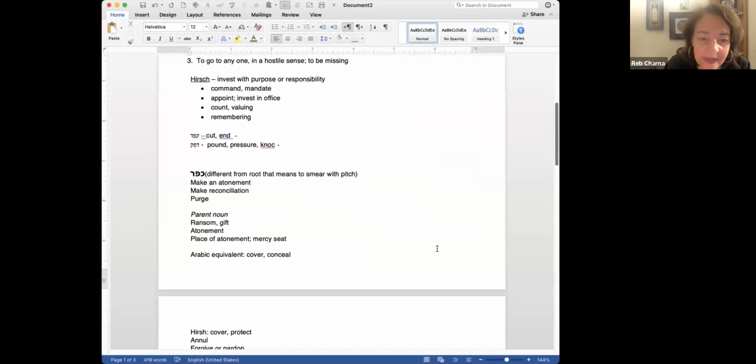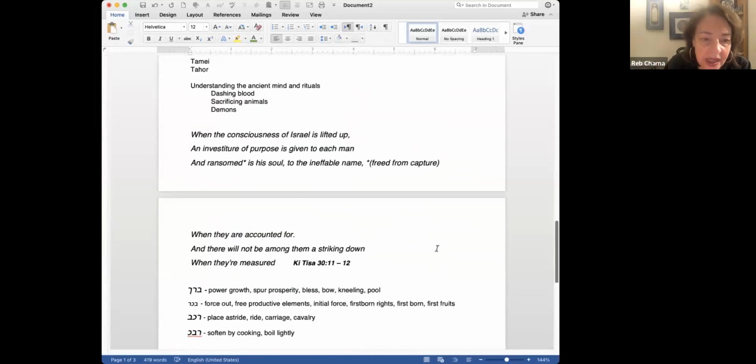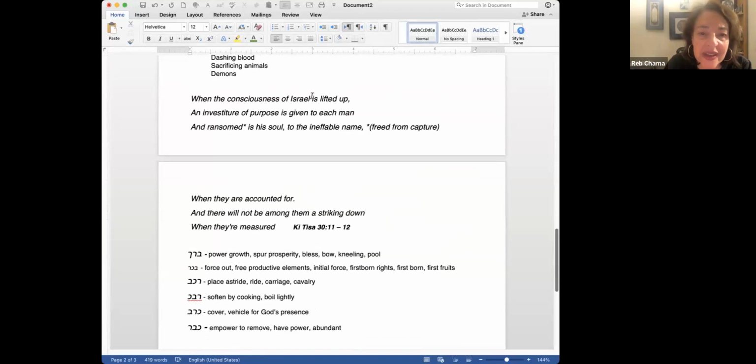And so here's my very poetic translation of this word: when the consciousness of Israel is lifted up, an investiture of purpose is given to each man, and ransomed is his soul to the ineffable name when they are accounted for. He will be freed from capture, freed from kind of misery. And there will be among them a striking down when they're measured.